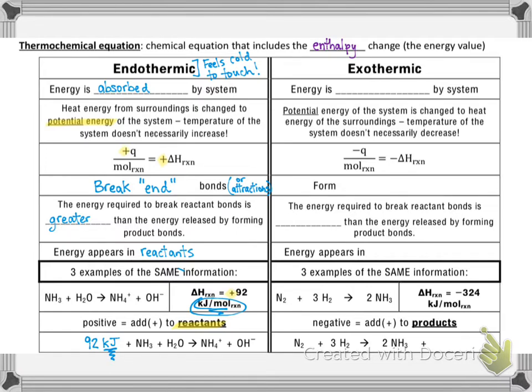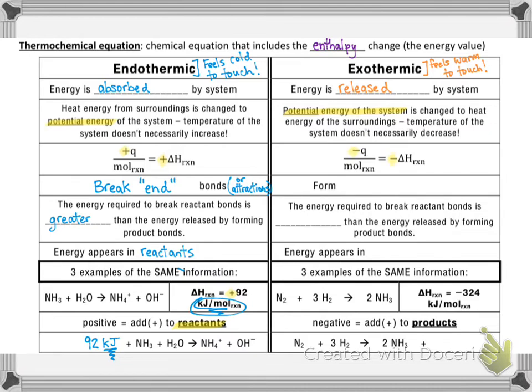Now let's look at exothermic reactions. Exothermic, of course, is when energy exits. It's released by the system. Exothermic systems will feel warm to the touch because the surroundings are gaining the heat that's being released by the system. Of course, the energy change is coming from potential energy of the system. That means the temperature of the system is not necessarily decreasing even when an exothermic process is occurring. Now, since it's exothermic, our calculated change in energy is negative, so delta H, of course, is negative.